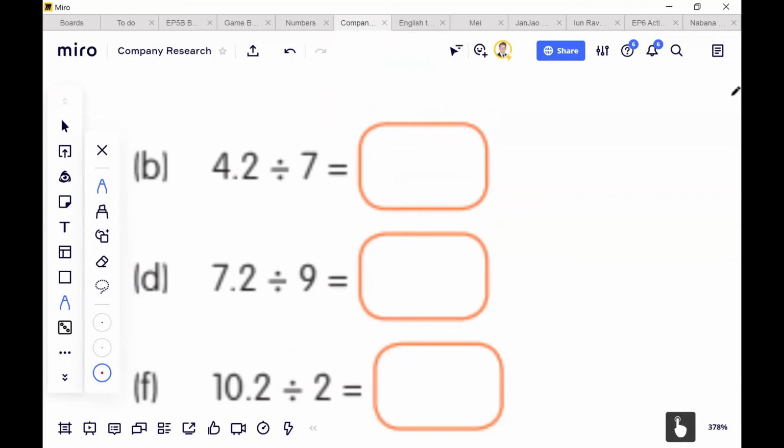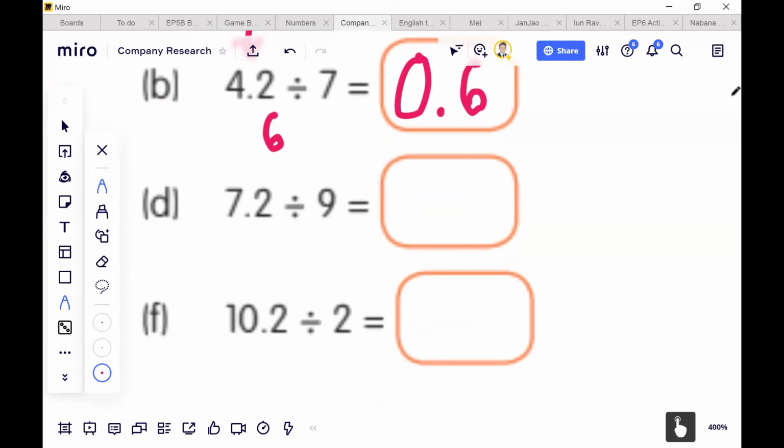You'll see the pattern after now, hopefully. So we say 4.2 divided by 7. What do you guys think? 42 divided by 7 is 6. And then I have one decimal place. So what's my answer? August? 0.6. All right, that's correct. All right, boys, let's hear it. 7.2 divided by 9. 0.8. Thank you, guys. All right, 0.8.